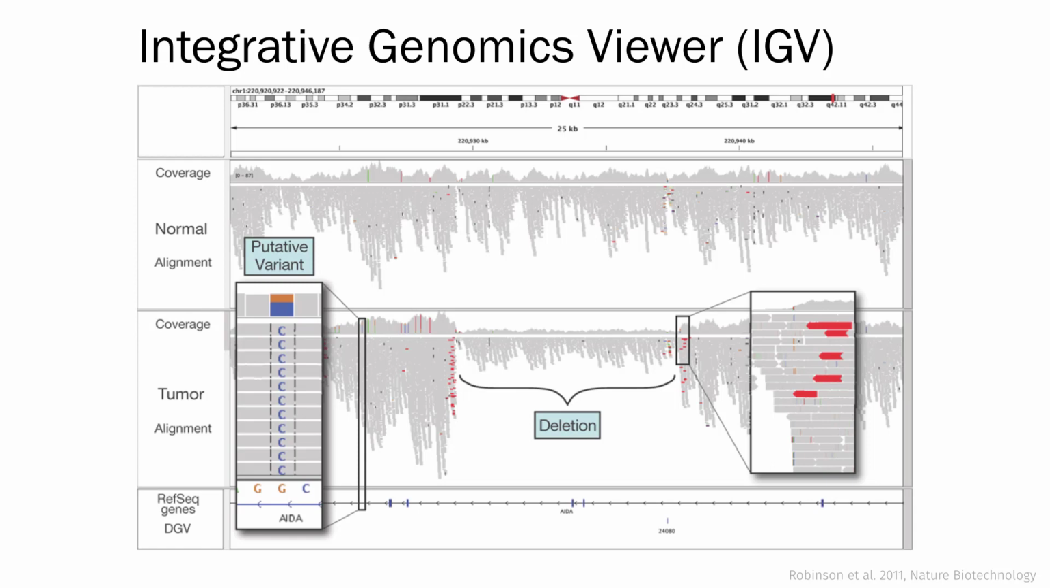These are two different data types. One is a quantitative measure, how many reads are there, and then the second thing that we map is essentially information at that position. It's categorical information essentially.